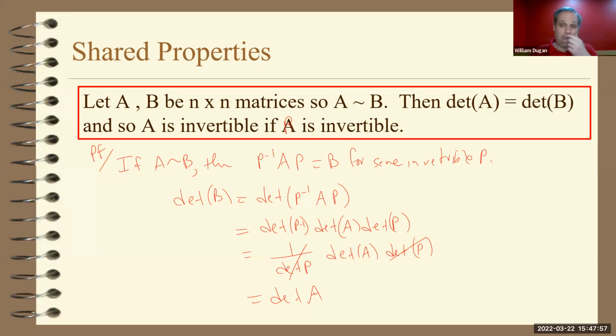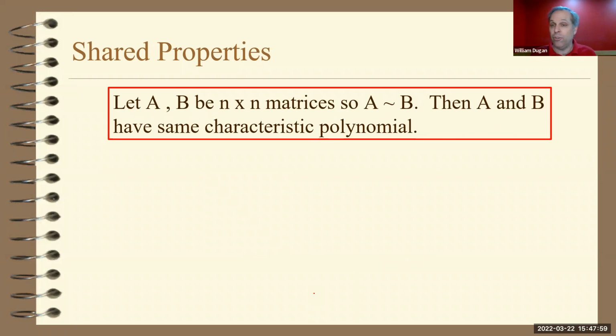Now I'll do one more. It just so happens that if two matrices are similar, then they have to have the same characteristic polynomial. And if they have the same characteristic polynomial, of course, then they have the same eigenvalues and the same multiplicities. And they actually have more too. But proving this is also pretty easy. It's just a matter of doing clever things with determinants. So I'll show you how.